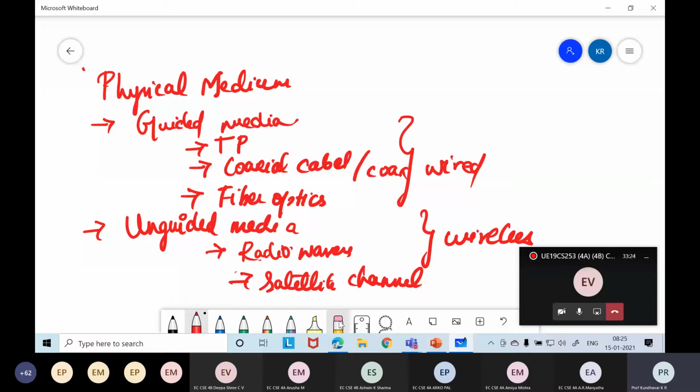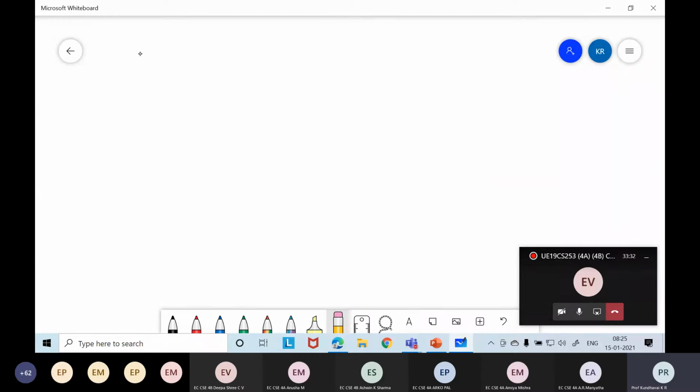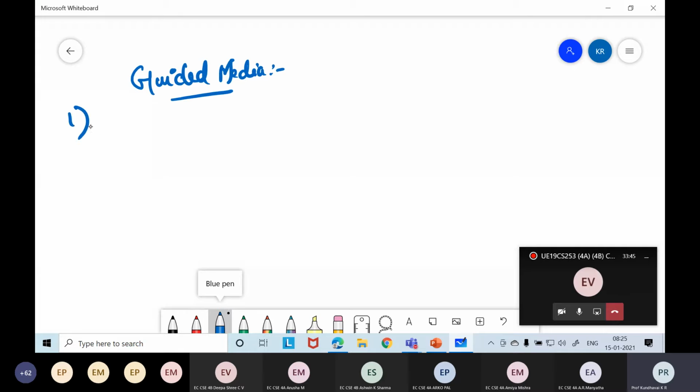So now we'll just have a quick look at what all we are going to see in guided media. The first one that we are going to see is twisted pair cable. All right, so it looks like this.